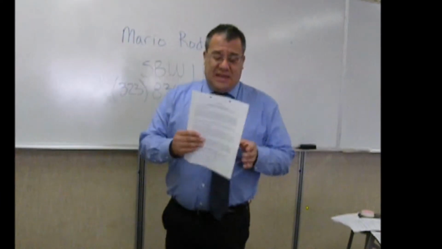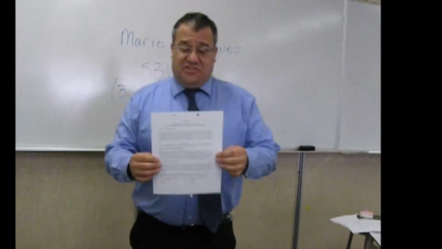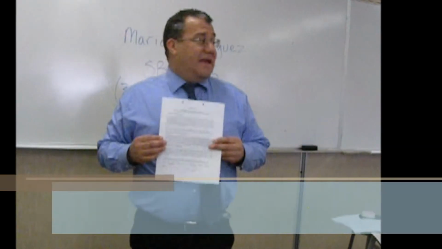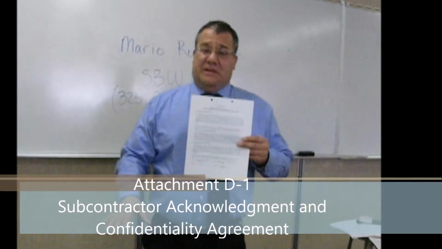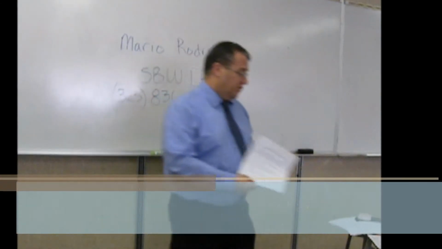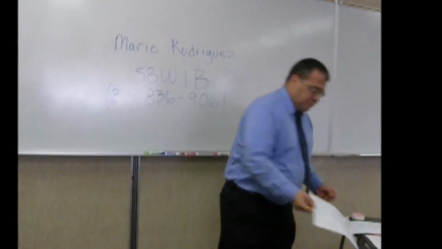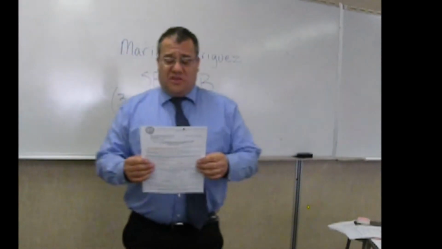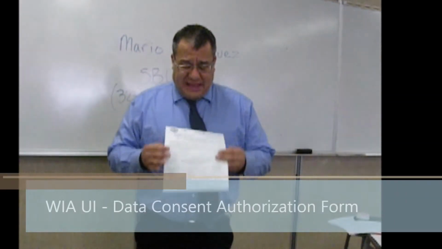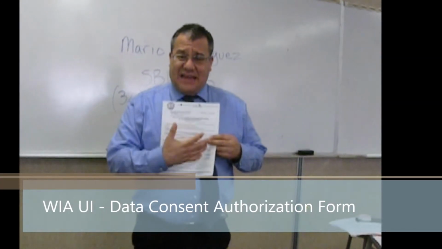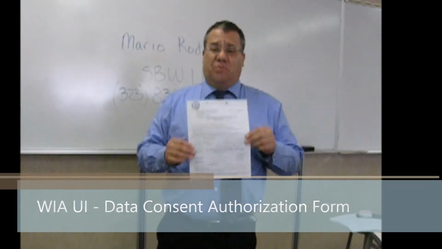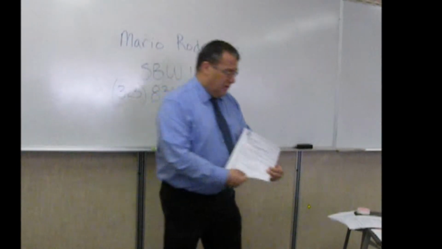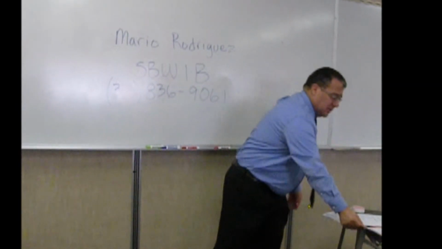The next form is another confidentiality agreement form, and this one basically is notifying you that I am going to keep all your information and your file confidential and locked up. The next form is the UI data consent form, and this one you only need to fill out the highlighted areas, and this is just to track information about employment in the future when the program ends for you.